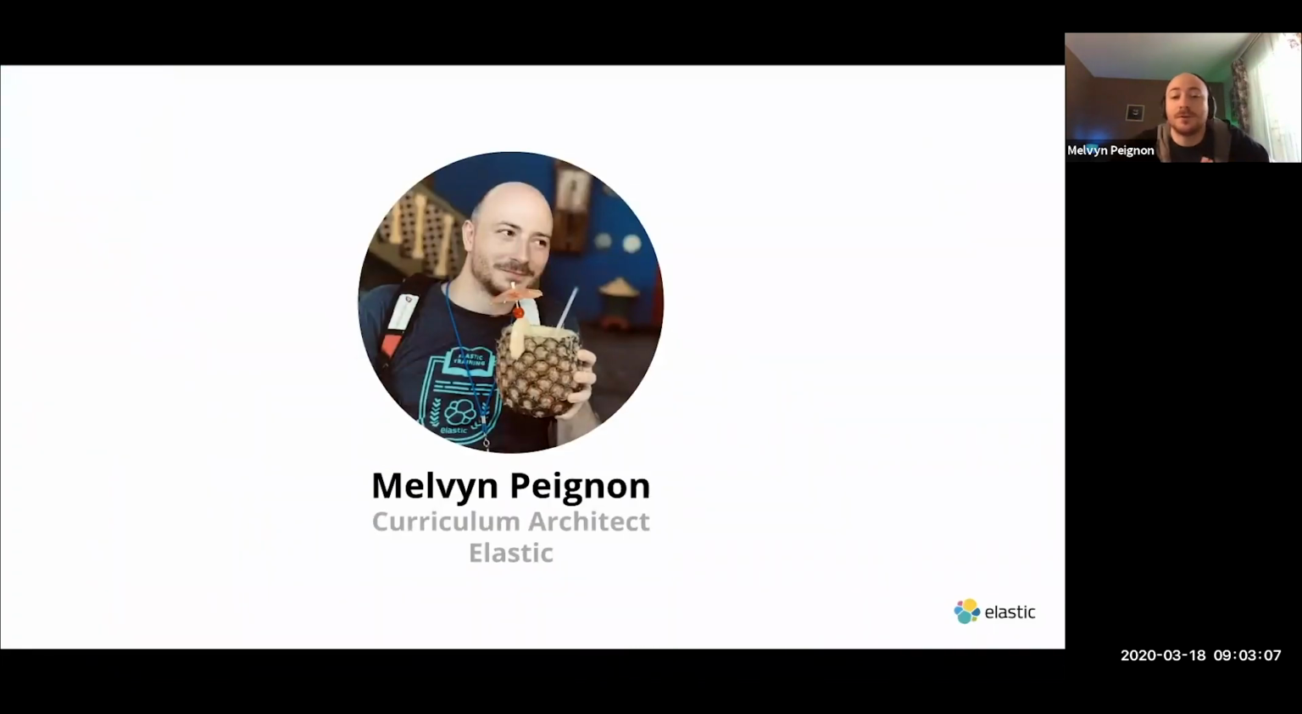My name is Melvyn Peignon. I'm a curriculum architect at Elastic. I've been working at Elastic for 2.5 years now, and I'm developing content related to trainings, meaning that I'm building trainings that we then deliver all over the world. Before that, I was also an instructor for Elastic, delivering training in EMEA and APJ mostly. So yeah, that's pretty much me.